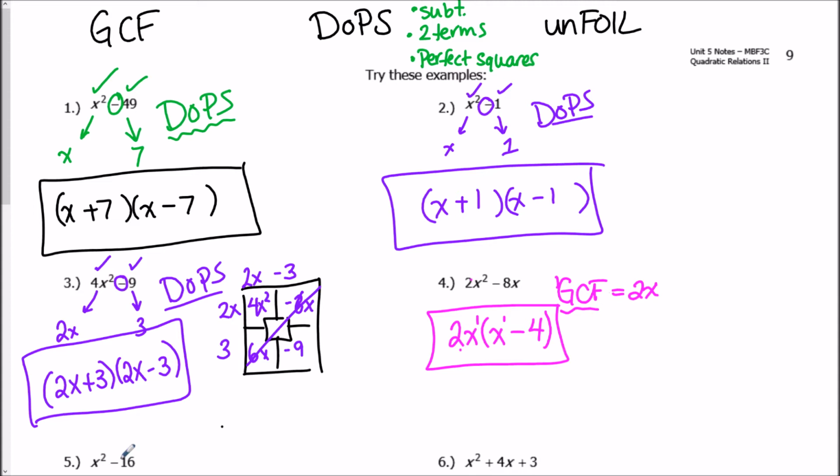The next one right here is x squared minus 16. So I'm going to look through and see, is there anything in common with x squared and 16? And there isn't, so it's not a GCF question. Okay, then I'm going to look and see, is there subtraction? Yes. Is it 2 terms? Yes. Can I square root both of these terms? Absolutely. The square root of x squared is x. The square root of 16 is 4. So this ends up being x plus 4 times x minus 4.